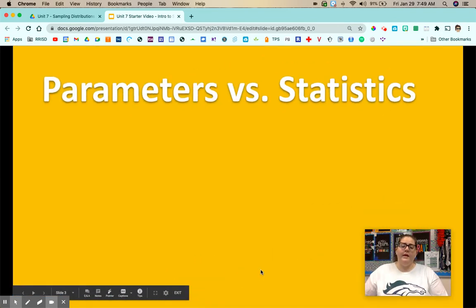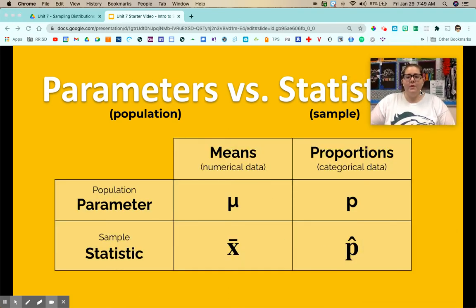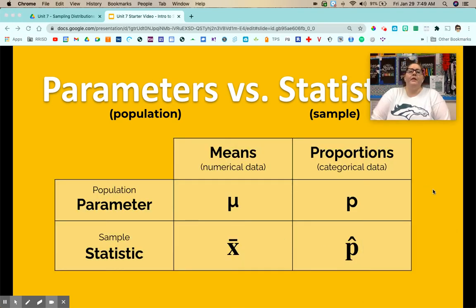So what we're reviewing is our symbols for a parameter versus a statistic. Remember, a parameter is something that is true for the population, and a statistic is something that is true for a sample, right? And then I had this little table from the beginning of the year that showed what symbols we use for what. For means, which is when we have numerical data, so we'd find the average of those numbers, we use the symbols mu and x bar. Mu is when it's a mean for the entire population. X bar is when it's the mean for the sample.